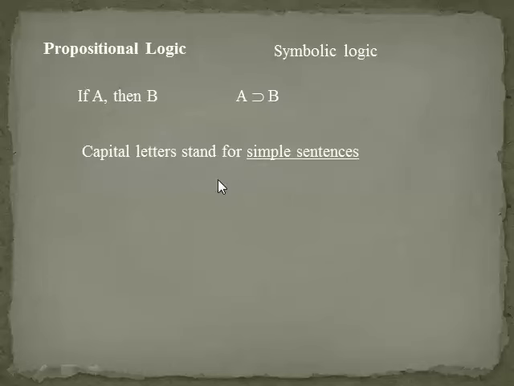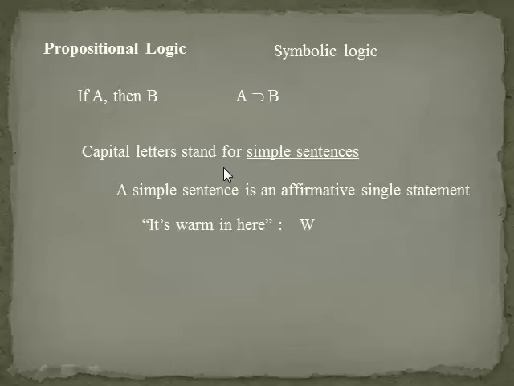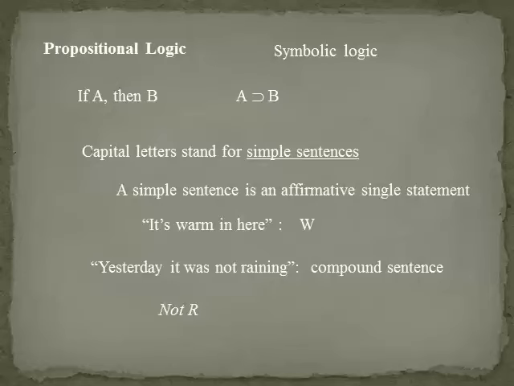Capital letters stand for simple sentences or simple statements, and a simple statement is an affirmative statement. So the capital letter W could stand for "it's warm in here." If you want to say "yesterday it was not raining," that would be considered not a simple statement but a compound statement, and it would require not just the letter R for "it was raining," but the tilde, the word not, or the negation, which is represented by a tilde in symbolic logic.